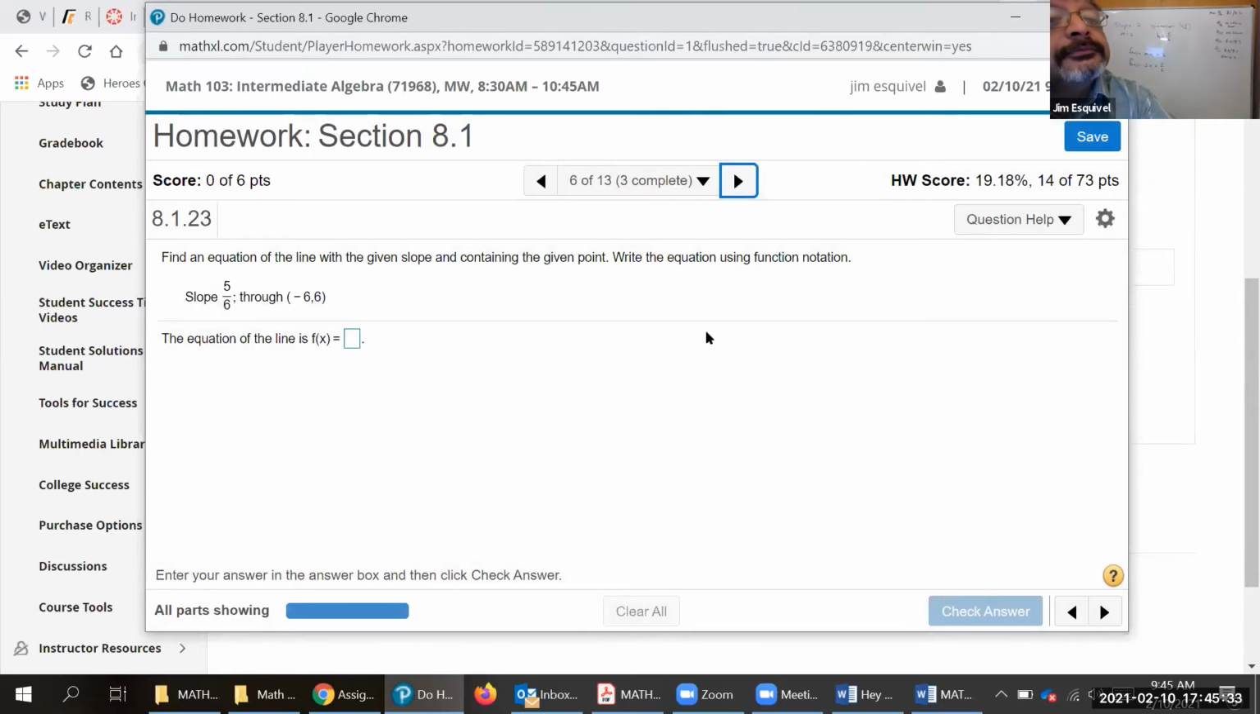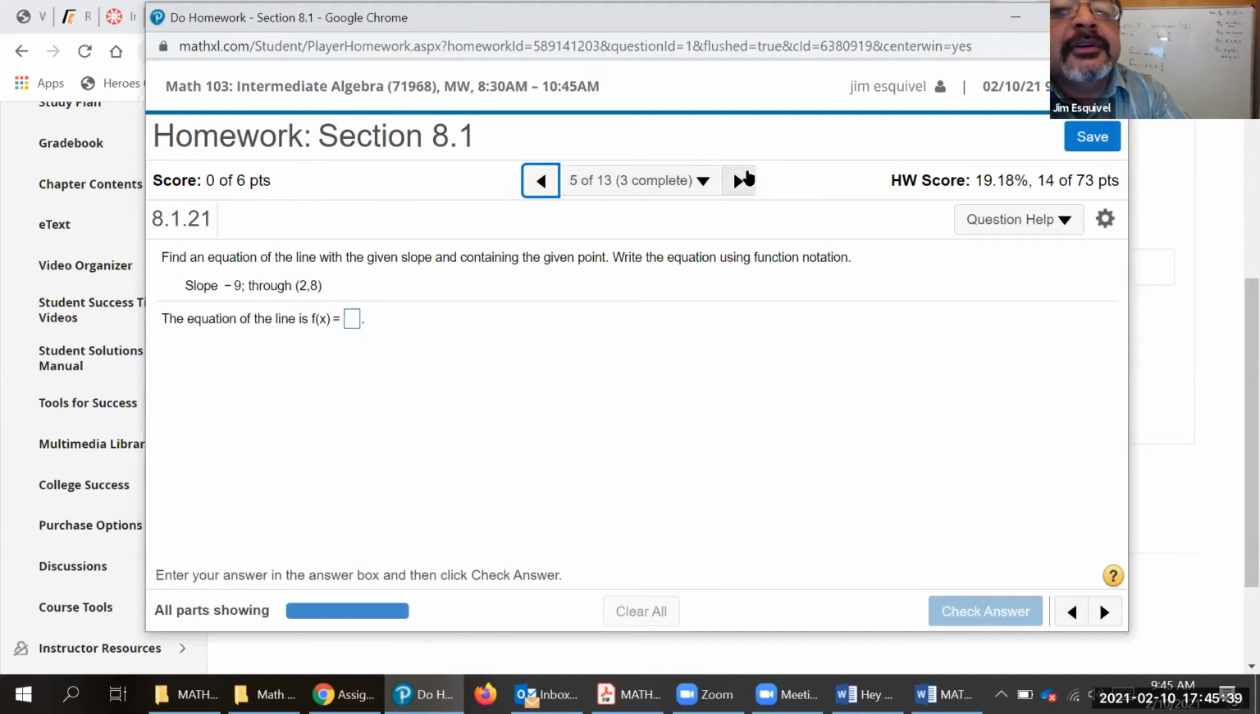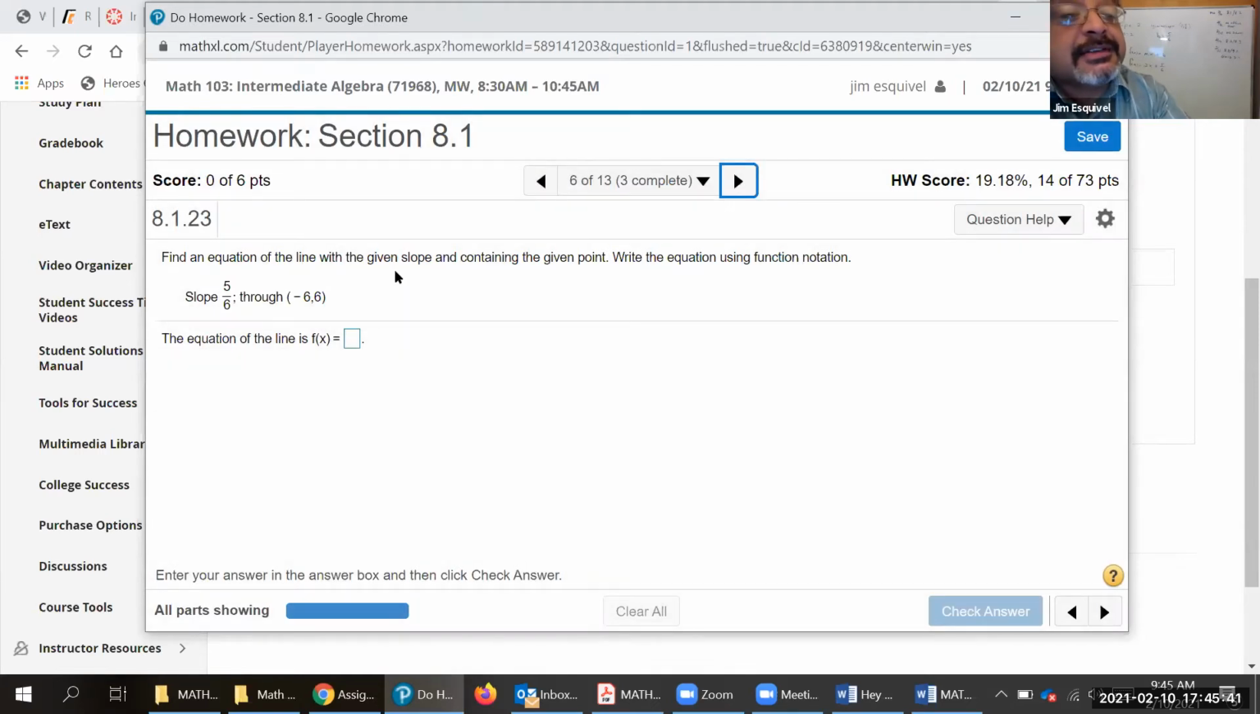Let's do this one. So number 6 that I'm doing is just like number 5 that I'm skipping. But number 6 has a fraction in it. The slope is 5/6, and it goes to the point -6, 6.